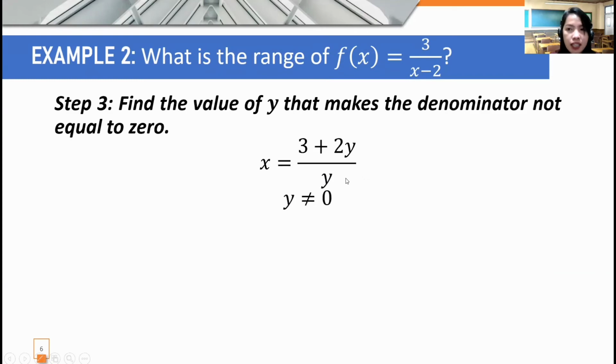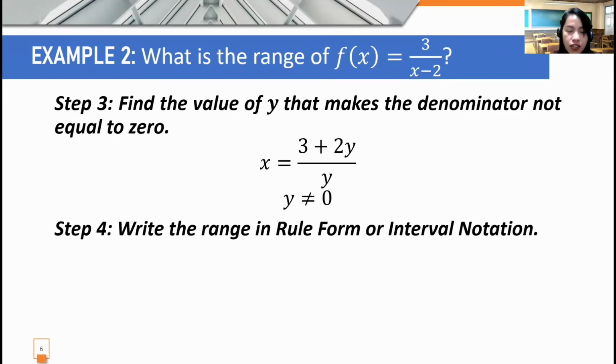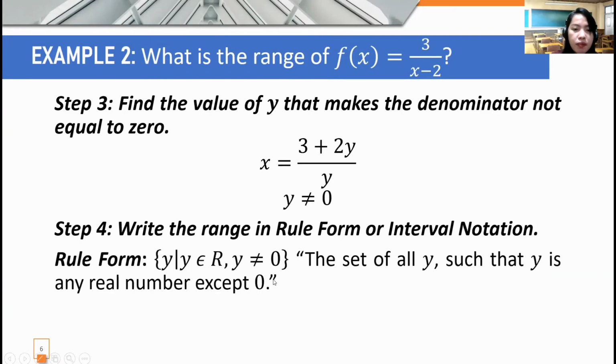So, yan yung restriction ng range. In step number 4, write the range in rule form or interval notation. In rule form, that is y such that y, or the set of all y such that y is any real number except 0. Bawal maging value ng y sa denominator ang 0.